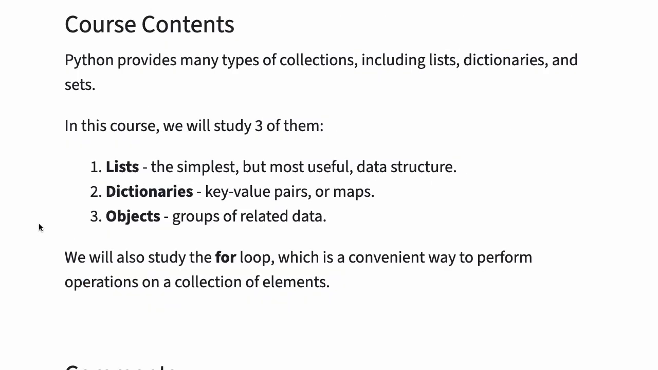Python provides many types of collections, including lists, dictionaries, and sets. In this course, we will study 3 of them. Lists, which are the simplest but most useful data structure. Dictionaries, which are key-value pairs or maps, and objects, which are groups of related data. We will also study the for loop, which is a convenient way to perform operations on a collection of elements.